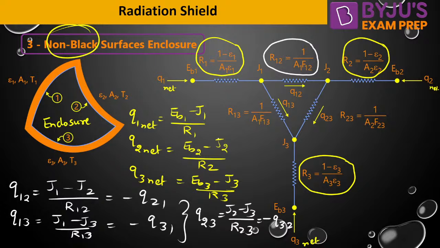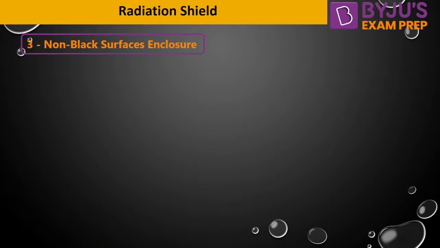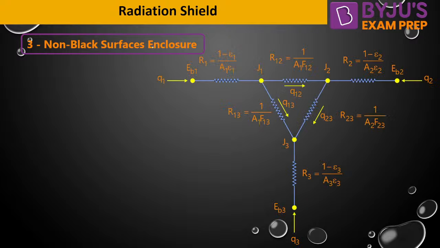This is how we can write. And also for the 3 non-black surface enclosure, for any node or junction, these are the 3 junctions, the net heat transfer to any junction or node must be equal to 0.